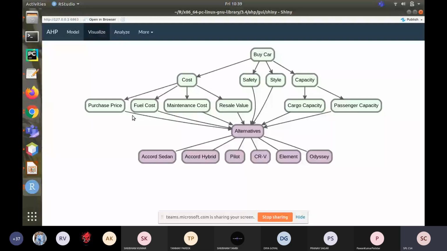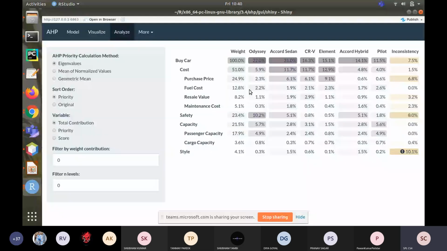So now you could see what is the final rating that it has tried to give. It says that Odyssey is the car which best suits depending upon the criteria that we have mentioned. Criteria like cost, safety, capacity, and style. Depending upon criteria, there could be sub-criteria as well. So depending upon all these factors and the mathematical values that I have put forth, I could actually rank the different alternatives that I was having in hand.